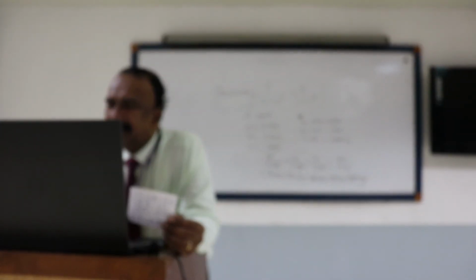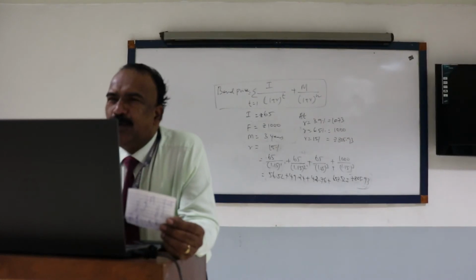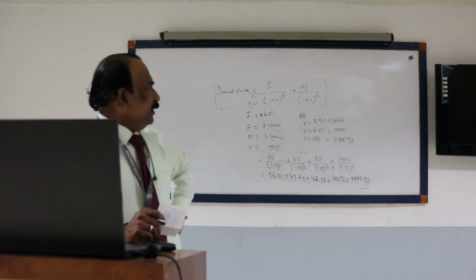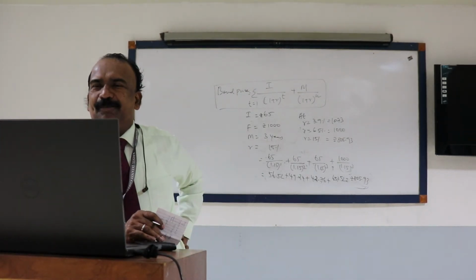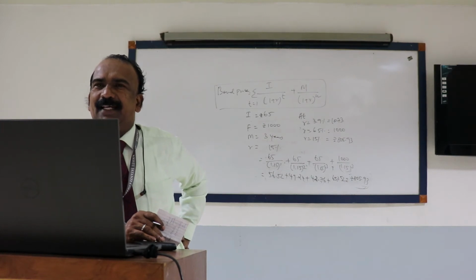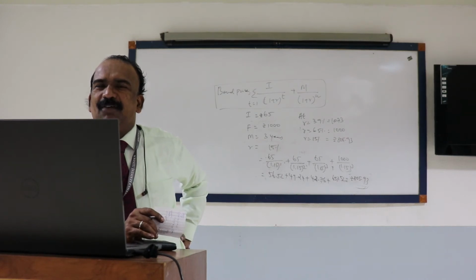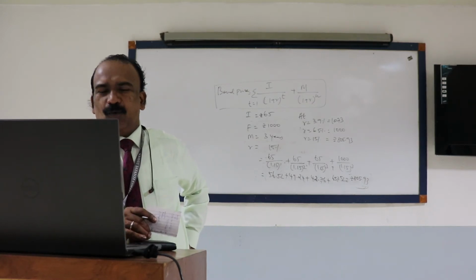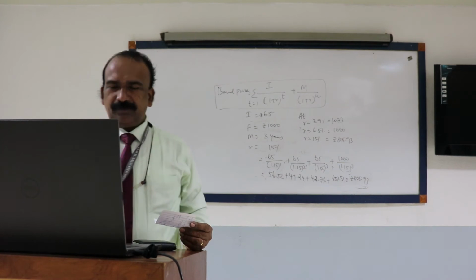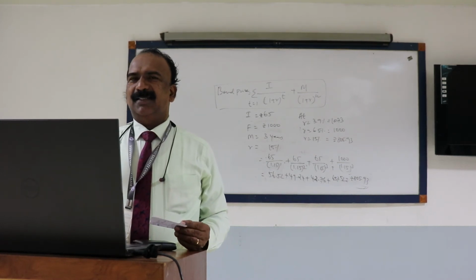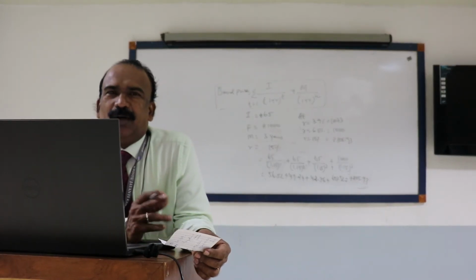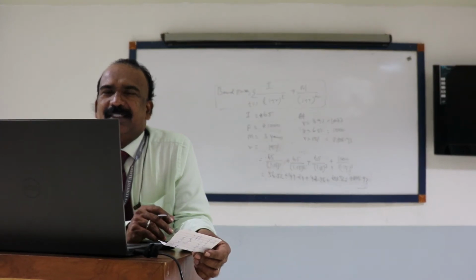Chaitra? Yes, sir. Now at 3.9%, the bond price is 1073. At 6.5, the bond price is 1000. At 15%, the bond price is 806. What do you infer from here? What is your interpretation? What is your conclusion from this?